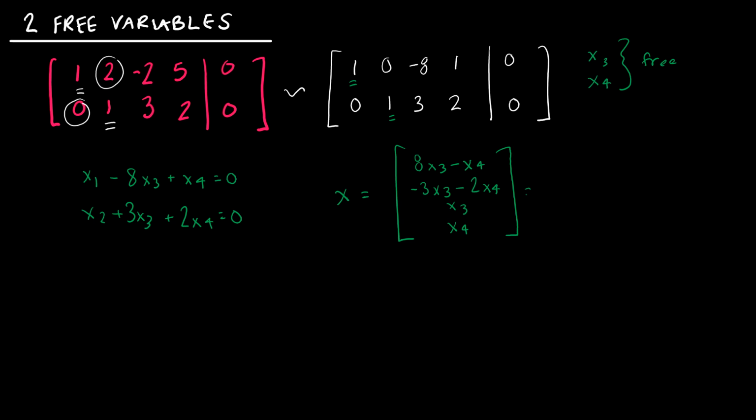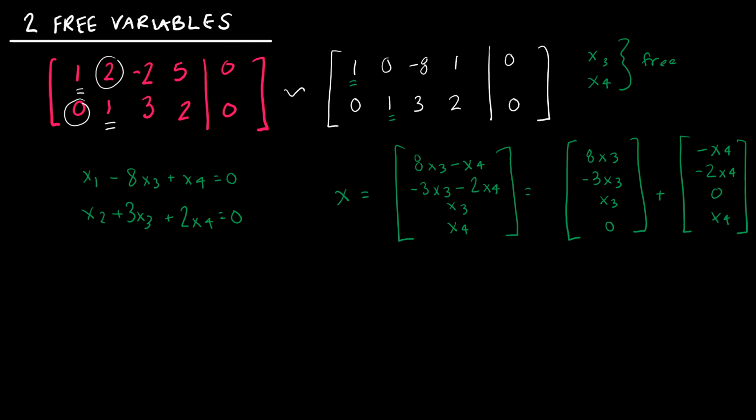And so now I can write this a little bit differently. I can say this is 8x3, negative 3x3, x3, and 0, plus this guy is negative x4, this guy is negative 2x4, this guy is 0 because there's no x4, and this guy is just x4.